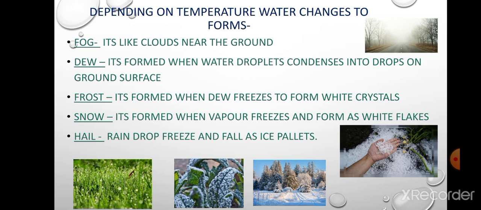Okay, and what are the hails? This we usually get during the rainy days when it's very cold. When raindrops freeze and fall on the earth in the form of ice pellets, they are called hail. They are like ice stones and cubes. So these are the different forms of water vapor which change in nature.